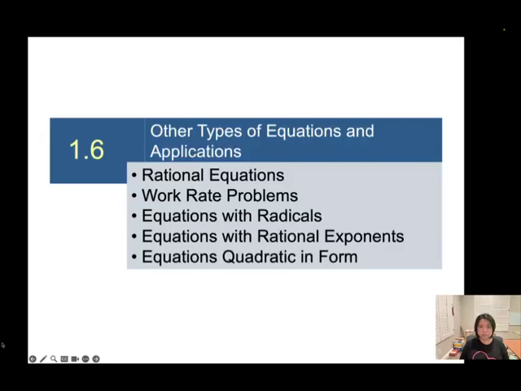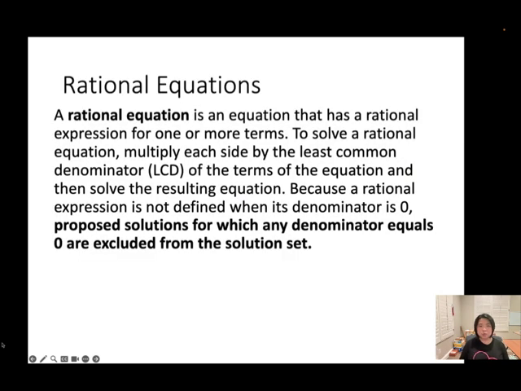Section 1.6, Other types of equations and applications. Rational equations. First, we need to know how to solve rational equations. Before that, we need to find the LCD, the least common denominator. And then we're going to multiply the LCD for both sides.